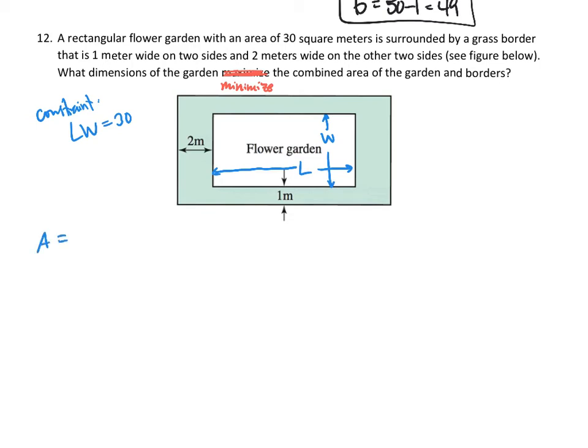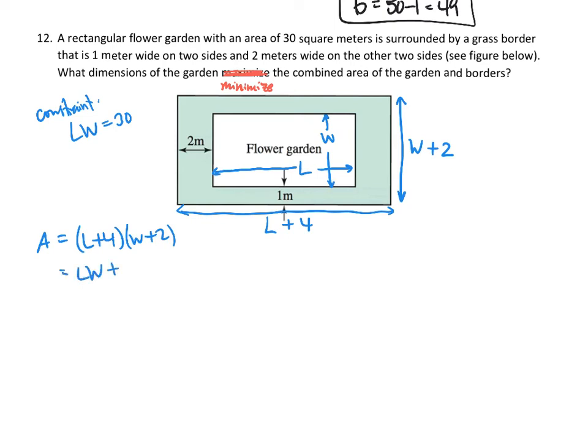So the area of the entire garden is the length of the full garden, which is going to be the L in the middle, plus 2 on each side. That's going to be L plus 4. And the width of the entire garden is going to be the width in the middle, plus 1 at the top and 1 at the bottom. That's going to be W plus 2. So that gives us L plus 4 times W plus 2. When we multiply that out, we get LW plus 2L plus 4W plus 8.